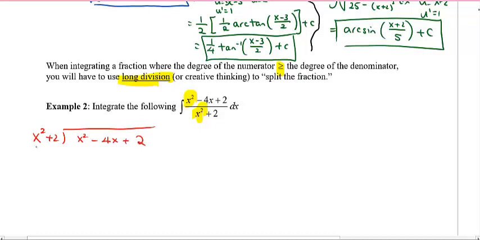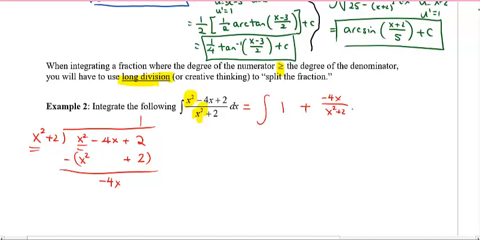You're going to ask yourself, x squared times what gives you x squared? Yeah, 1. 1 times x squared is x squared, 1 times 2 is 2. I'm going to line them up, and then like I do long division, we're going to subtract. x squared minus x squared is 0. Negative 4x minus 0 is negative 4x. 2 minus 2 is 0. Hooray! Why? Because now this integral is the same thing as the quotient, 1, plus the remainder, which is negative 4x all over x squared plus 2.